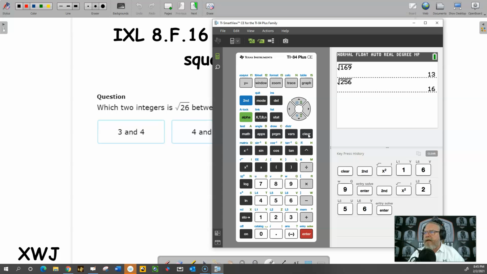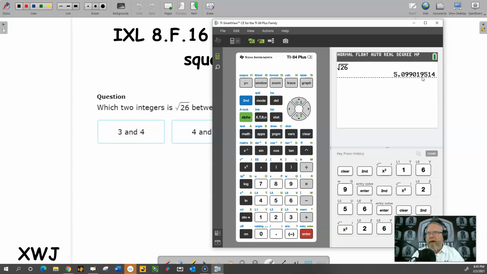26. Let's go ahead and clear the calculator out here, and let's do square root. So we'll hit that second key and select the X squared key because the square root sign is above that in blue. That's why we use the second key. And we're going to enter in 26, and then we'll go ahead and hit enter. And as you can see, it produces a decimal number of 5.099019514, and this would be an irrational number.